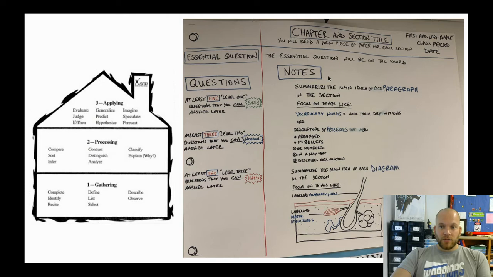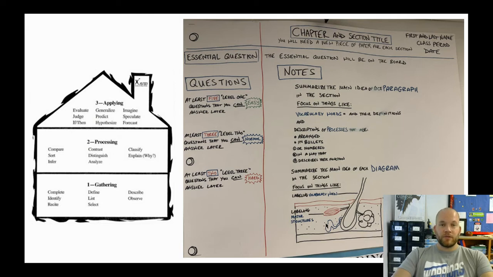Take notes like you would normally. You summarize the paragraph of the section. You're going to focus on vocabulary words that you are familiar with or unfamiliar with. You're going to describe processes that you're unfamiliar with. You're going to arrange it in bullets or number it in a way that describes the function. You're going to summarize the main idea of each diagram. You can redraw the diagram if you'd like, but really we're taking notes.